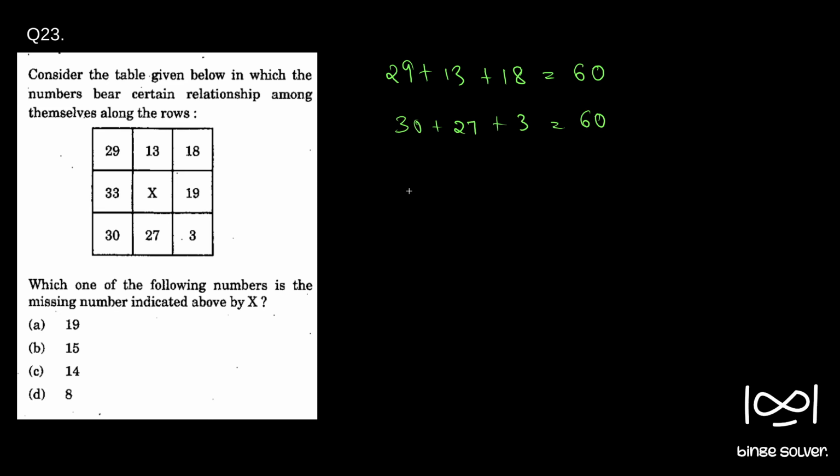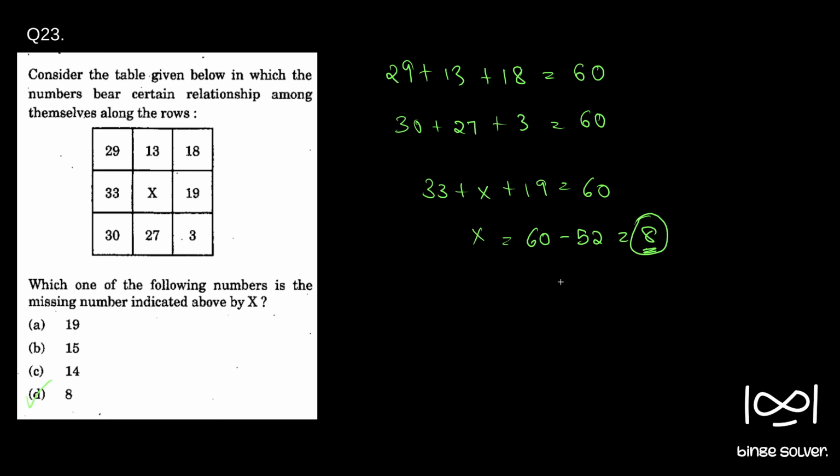So using the same logic, 33 plus X plus 19 should be 60. So we get X as 33 plus 19 is 52. So 60 minus 52, which is 8. So we get this X as 8, which is option D. So this is one solution, option D.